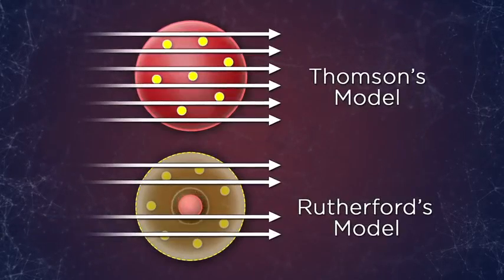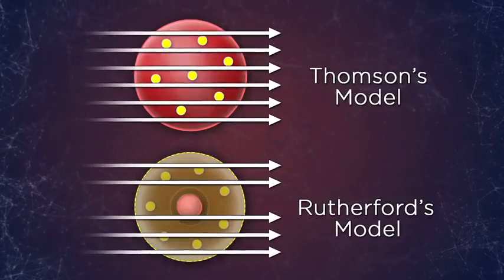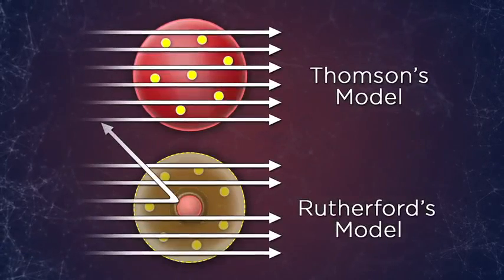This would explain why, on rare occasion, an alpha particle bounced back. Only an extremely dense point of matter, taking up a very small volume of the atom's total, could possibly withstand the impact of an alpha particle and cause it to ricochet backwards in its original direction.